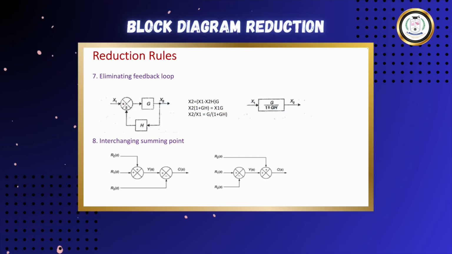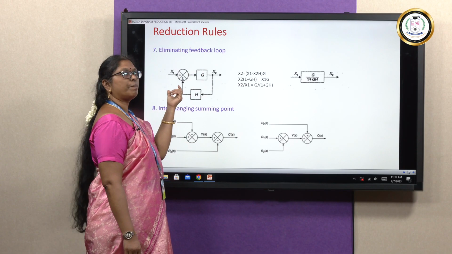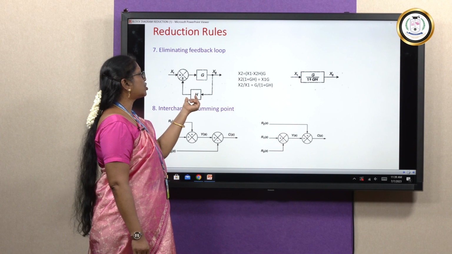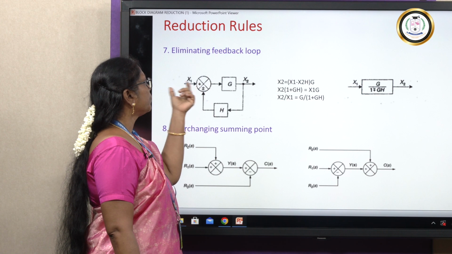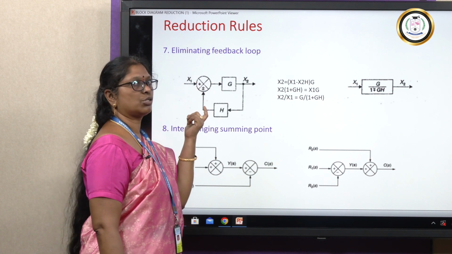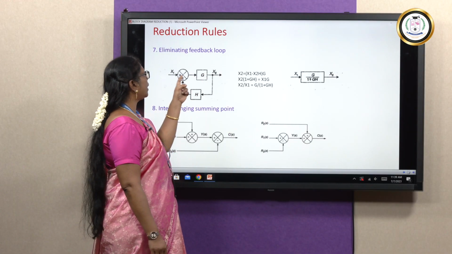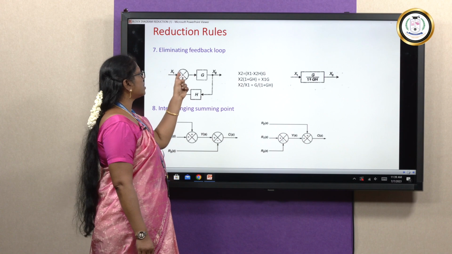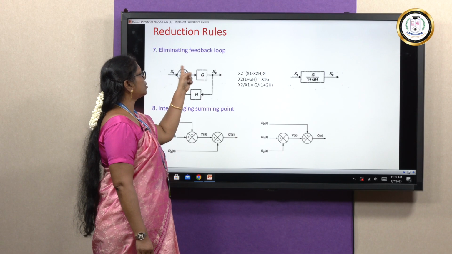Next is eliminating feedback loop. So you have a block, you have a feedback path. So g, h is the feedback path. Here you have a summing point. So x1 is added to the summing point and the feedback is also added to the summing point, right? So when we are taking the output, so here this is the error detector. So what you are going to get? The difference. The difference you are going to get.